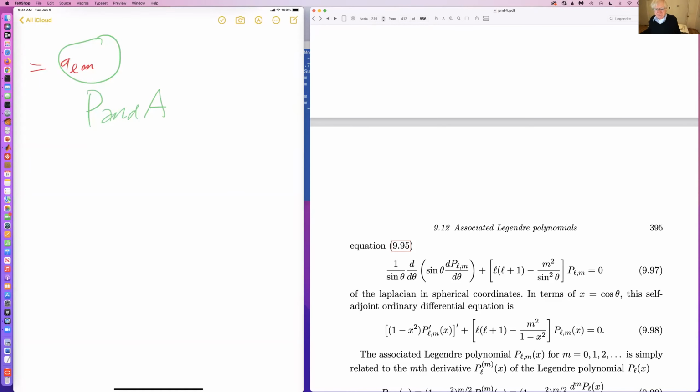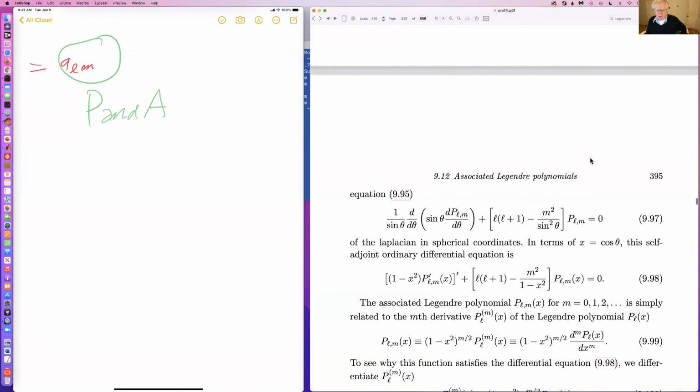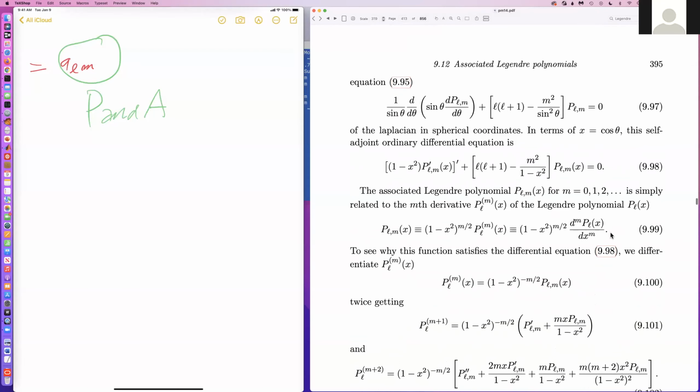So let's see where we were. The associated Legendre polynomials is, I think, what we were talking about last time, although we had gone a little bit beyond that. We see them in electrodynamics often in this form, or in a more compact notation with x equal to cosine theta.